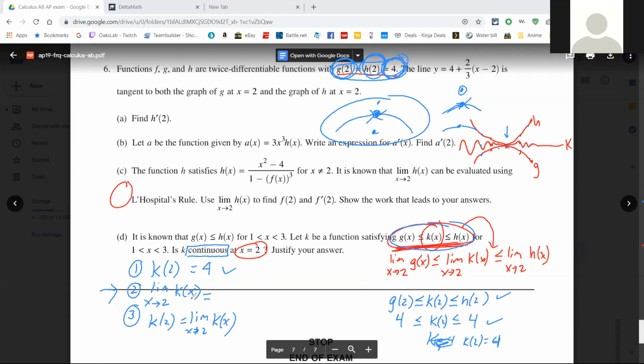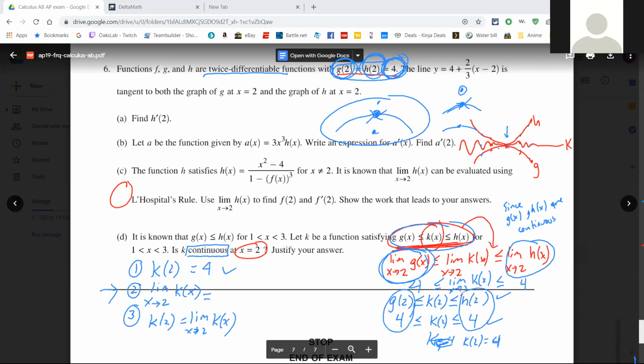Well, this function is continuous. This function is differentiable. I know the limit of this since G of X and H of X are continuous, because they said they're twice differentiable right here, right? Twice differentiable, therefore they're continuous. Then this limit, in order for it to be continuous, has to be 4. And this also has to be 4 because of this and being continuous.